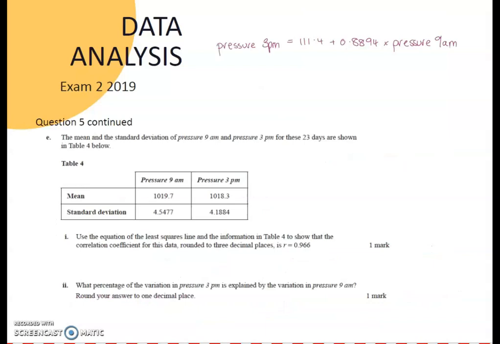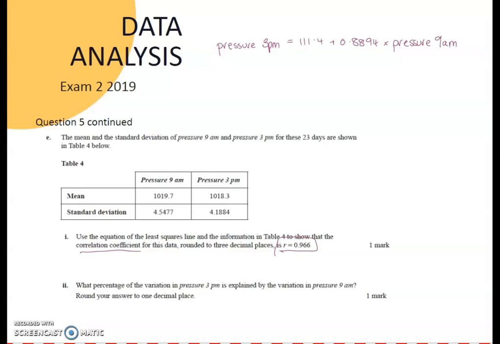Okay, so still continuing with question 5, looking now at part E. The mean and standard deviation of the pressure at 9 a.m. and the pressure at 3 p.m. for the 23 days is shown below. So we've got a question where we're given mean and standard deviation for our x and y values. Use the equation of the least squares regression line, which I've just put at the top here, and the information in the table to show the correlation coefficient for this data is equal to 0.966. So they're wanting us to use, again, the little equation.